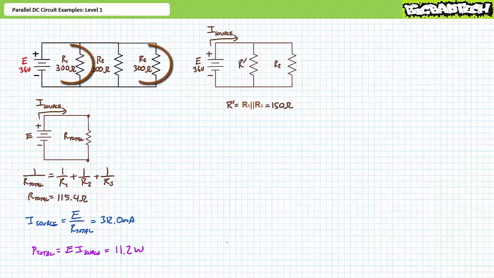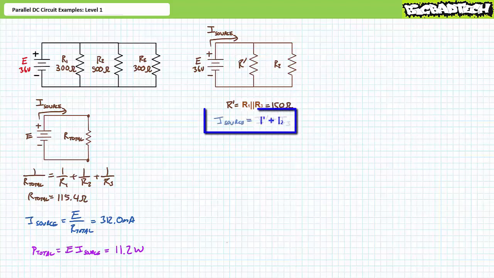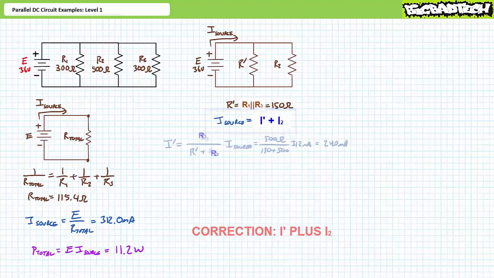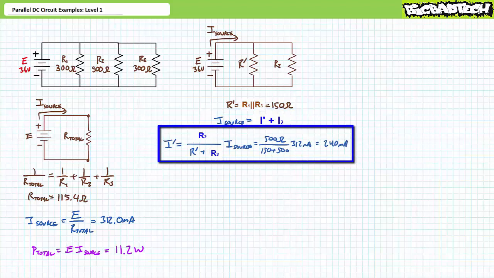Let's again simplify this circuit by taking the parallel combination of R1 and R3, both 300 ohm resistors, into a single resistor I'm calling R single prime, and R single prime is in parallel with R2. The parallel combination of R1 and R3 is 150 ohms. We now have a perfect setup for the current divider rule. Incoming current is known, and it's a parallel combination of two known resistors, where source current splits into two paths, I'm calling I single prime plus I3. The current divider rule set up to solve for I single prime yields 240 milliamperes.